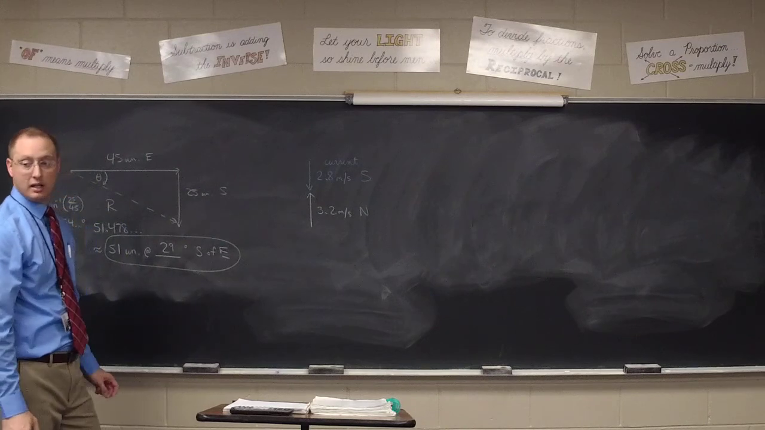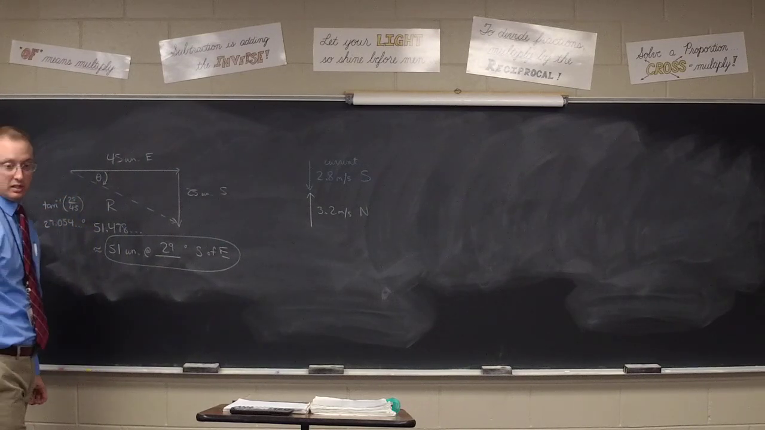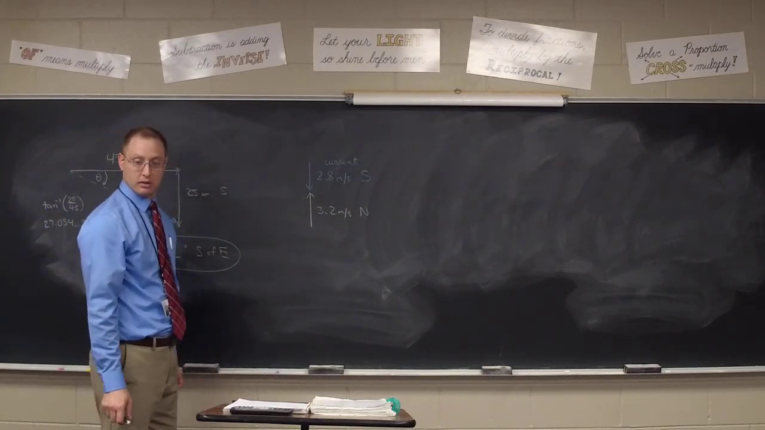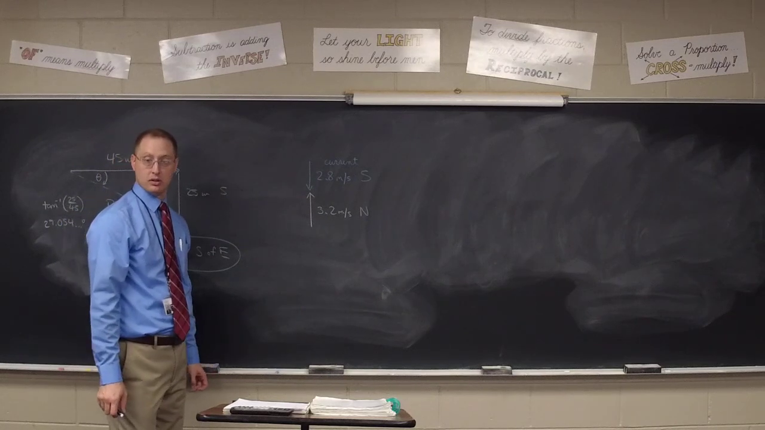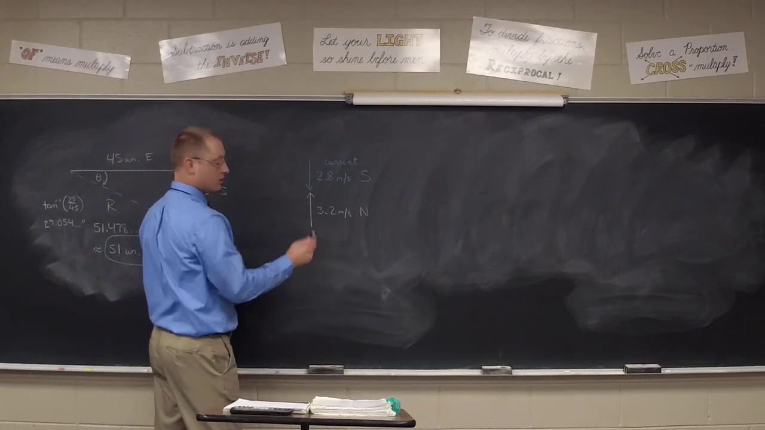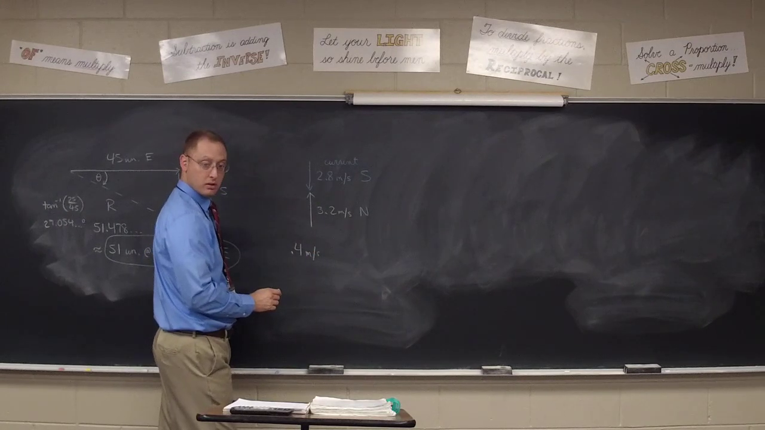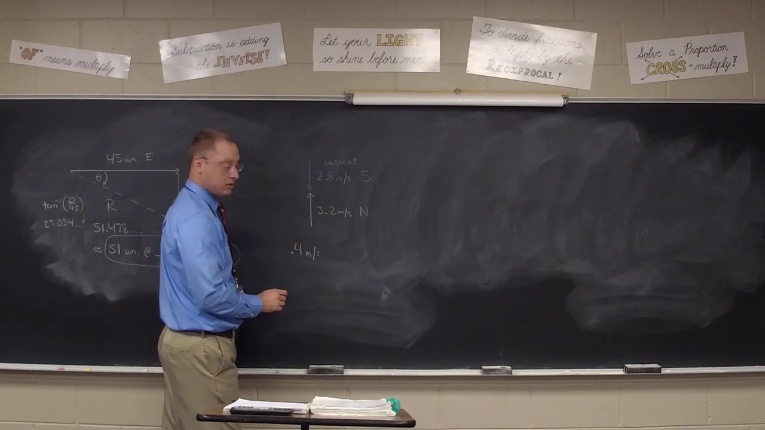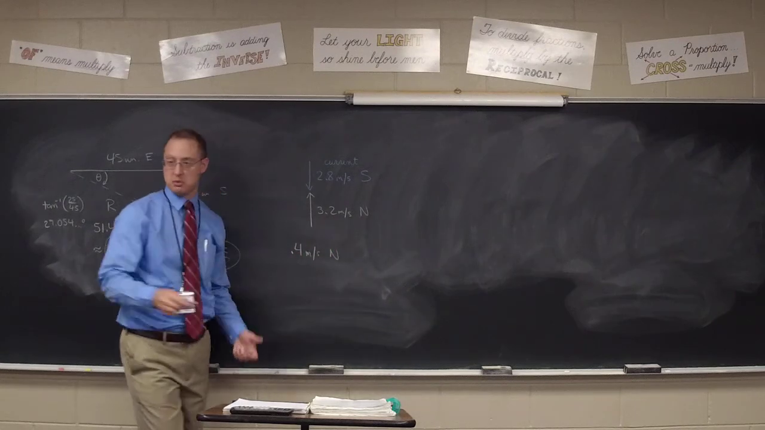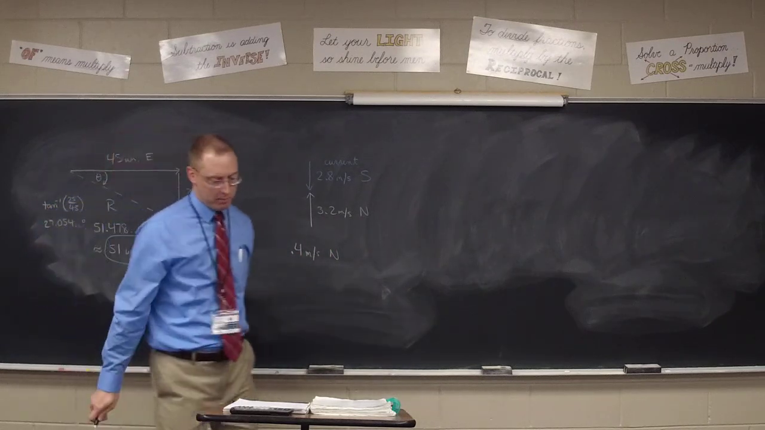And for part A, what is our resultant? Kendall? 0.4 meters per second. North. There we go, 0.4 meters per second north. We good? All right, part B.